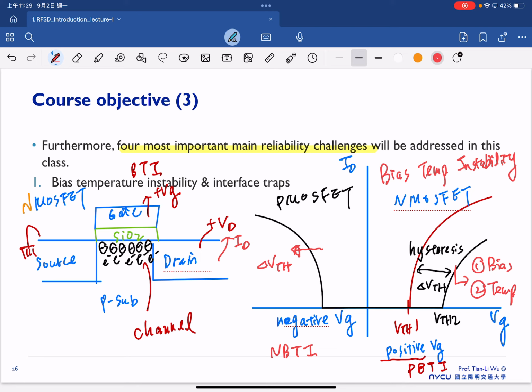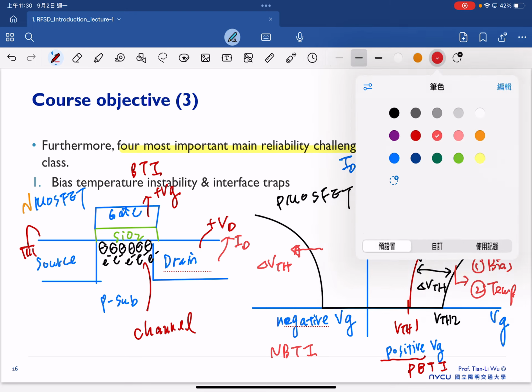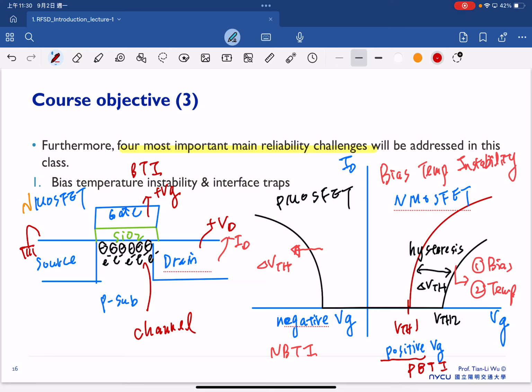And the reason, not always, but part of the reason that can contribute to this threshold voltage shift, either for PBTI or NBTI, is mainly because we have lots of traps. We have a lot of traps between the dielectric and the semiconductor. In this interface, we have a lot of traps. Sometimes we just call these the interface traps.